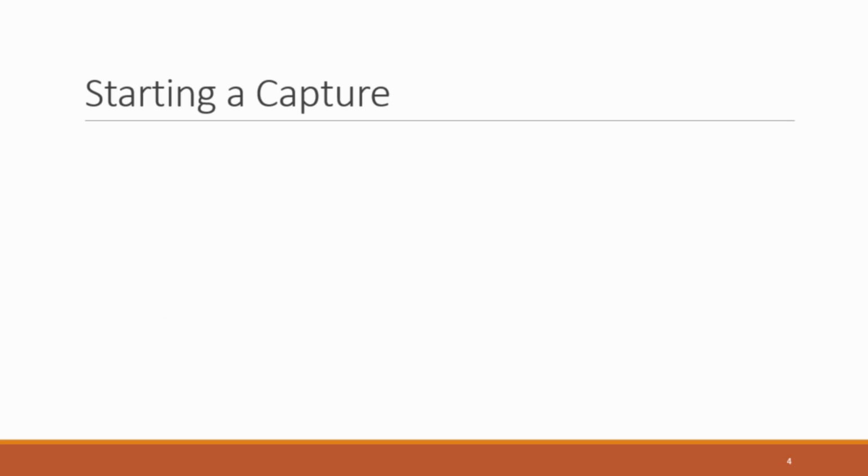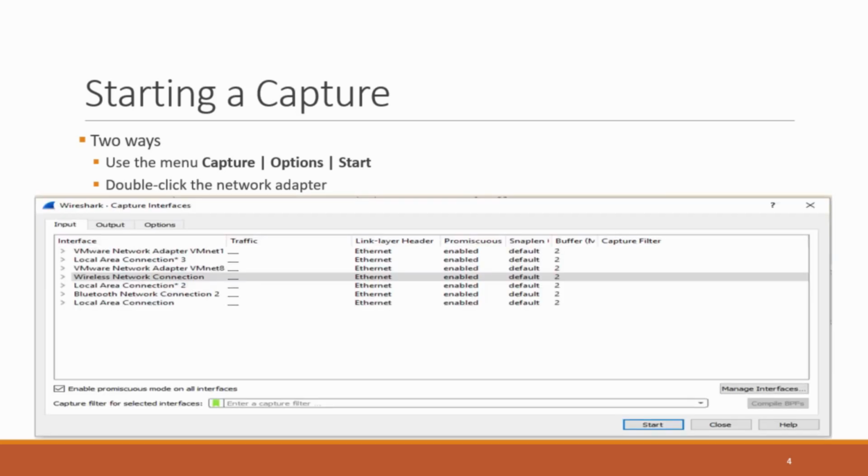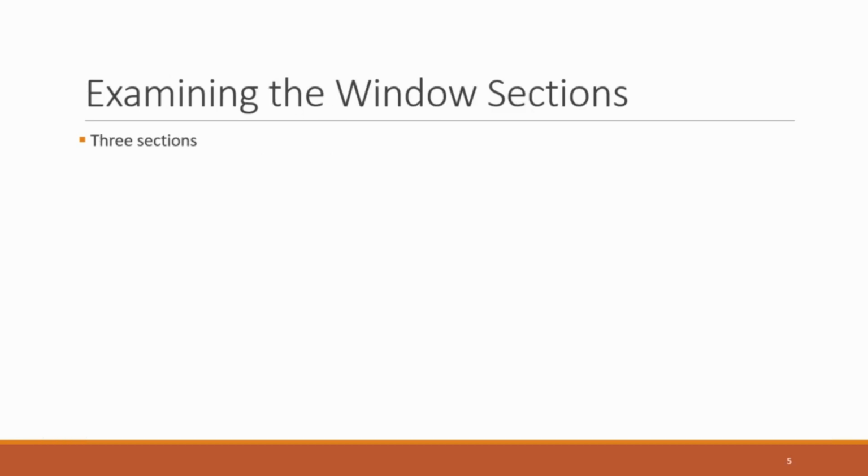So we have 2 methods to start our packet capture. We can use the menu, capture, select options, select start, or you can just double click the network adapter of your choice. My preference is to use the capture, the options, and the start. And this is actually what comes up when you use capture, options, and start. As you see here, we have all our interfaces. I have the wireless network connection selected here. And what we do is we just click on start. Once we click on start, we'll start capturing packets. Let's take a look at it.